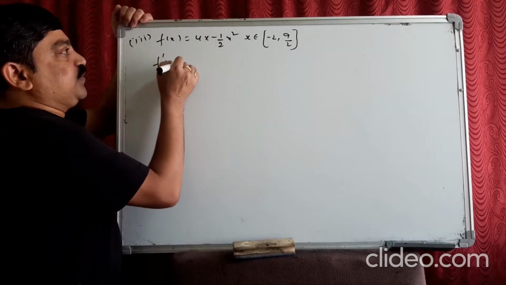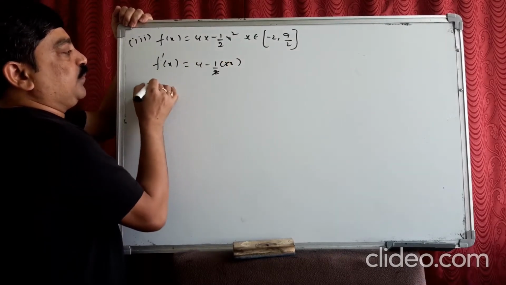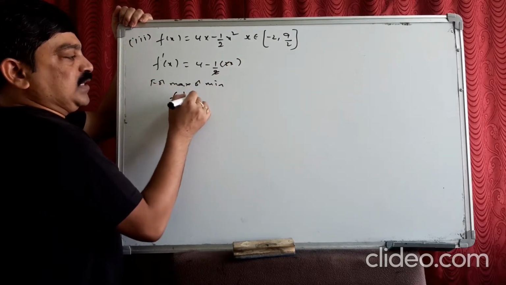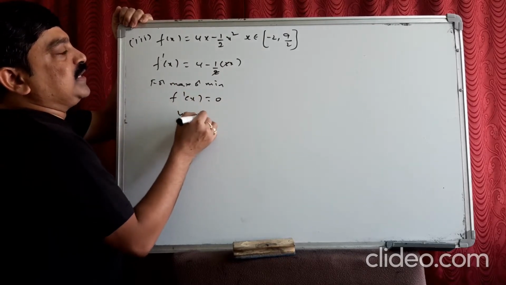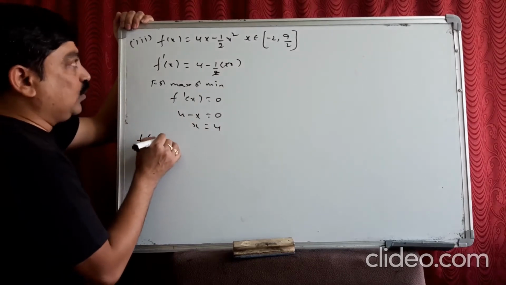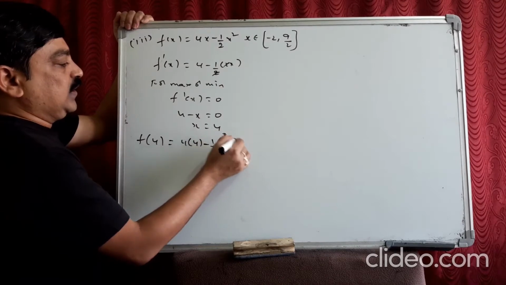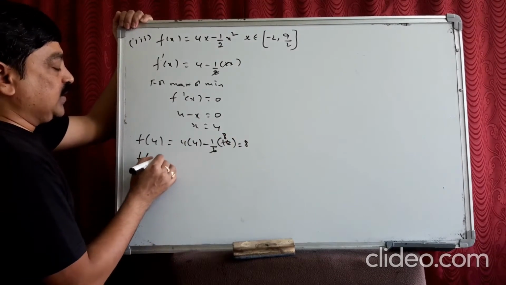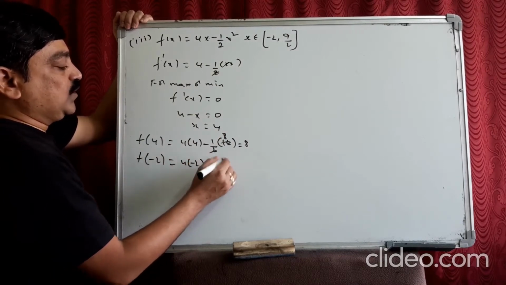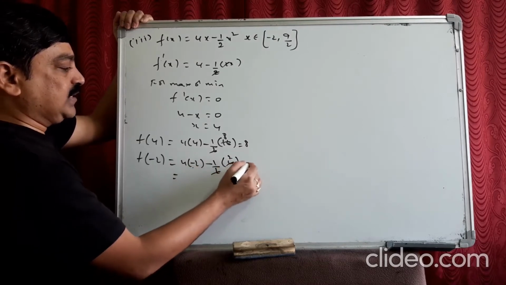We go with f dash x first. 4 minus 1 by 2 of 2x, 2 gets cancelled. What we know for maximum or minimum, f dash of x is equal to 0. 4 minus x is equal to 0, x is 4. So let us substitute the values. First f of 4: 4 into 4 minus 1 by 2 into 16, it is 8. Next f of minus 2, take these two values also. 4 into minus 2 minus 1 by 2 of 4 again, it becomes 2. So minus 8 minus 2, minus 10.